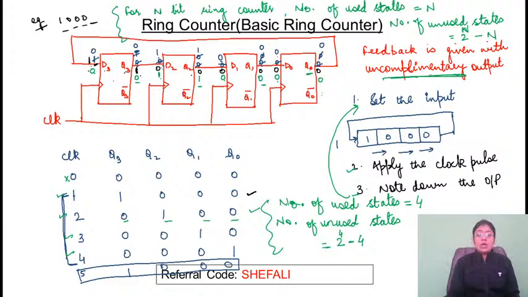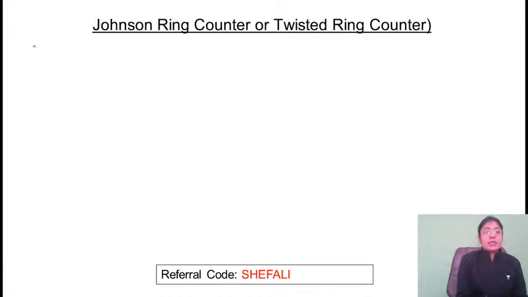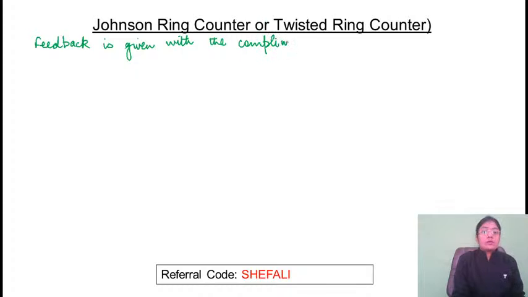twisted ring counter. In the twisted ring counter, the feedback is given with a complementary output. In the Johnson ring counter, feedback is given with the complementary output. This is the only difference.